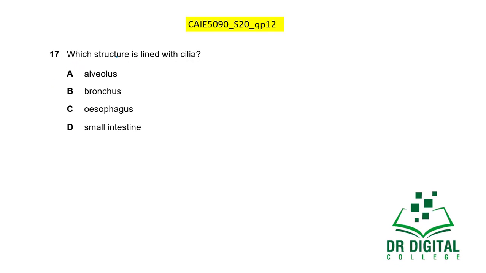In this question, which structure is lined with the cilia? Alveoli. Alveoli have cilia or not? No. Alveoli have very smooth wall for the gaseous exchange. So option A is wrong.